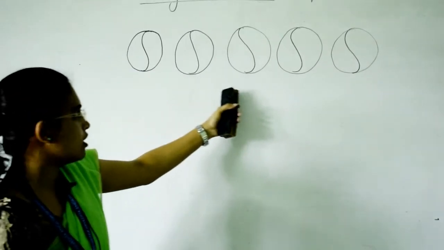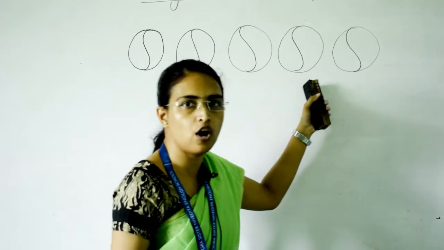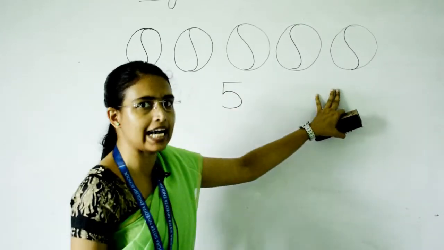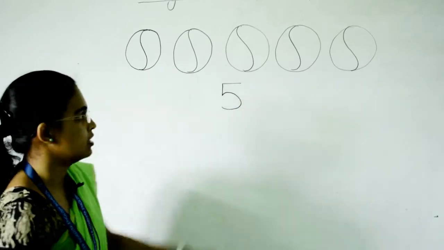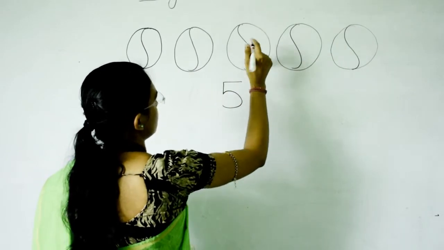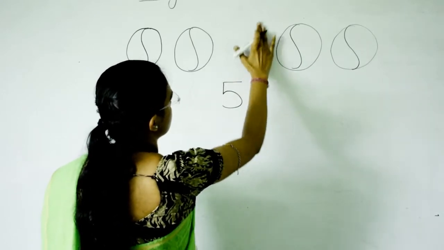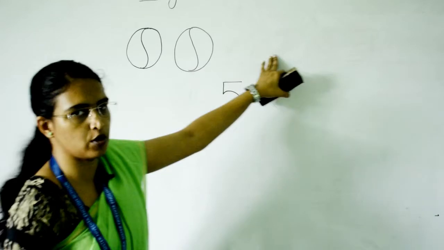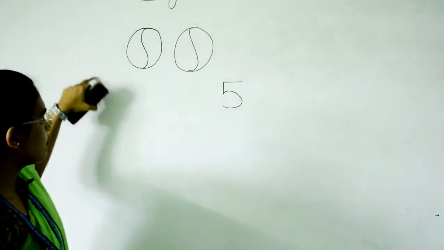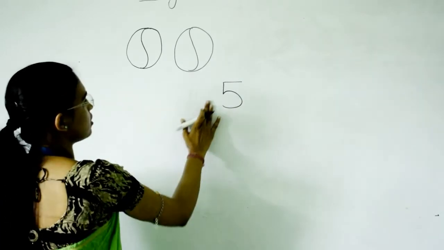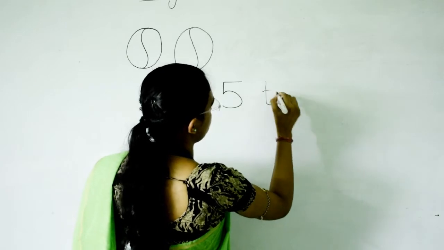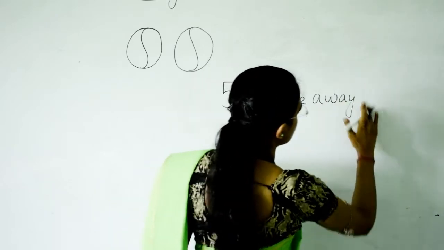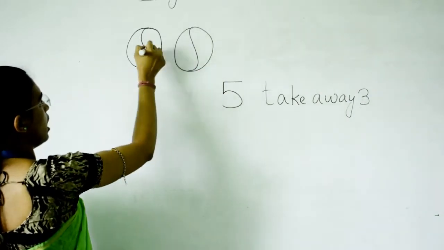Okay, how many balls do I have now? 1, 2, 3, 4, 5. How many balls? 5 balls. Now from these 5 balls I have to give 3 balls to my brother. So I have given 3 balls to my brother. 1, 2, 3. So I have removed 3 balls, okay? So how many balls are left? 1, 2. So from 5, I have taken away how many balls? 3 balls. So how many balls are left? 1, 2.